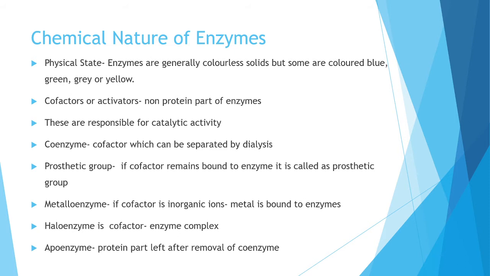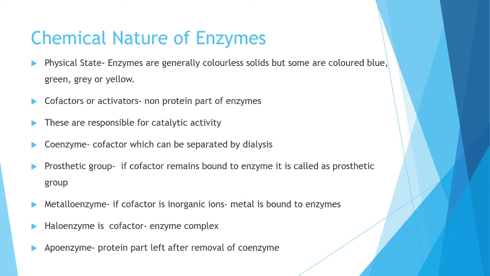That is, we saw three types of cofactors. First one is cofactor or activator, that is a non-protein part of the enzyme. The next one is a coenzyme, that is a cofactor which can be separated by dialysis. The next one is, if a cofactor remains bound to an enzyme, it is called a prosthetic group. And if the cofactor is an inorganic ion or a metal, it is called metalloenzyme.